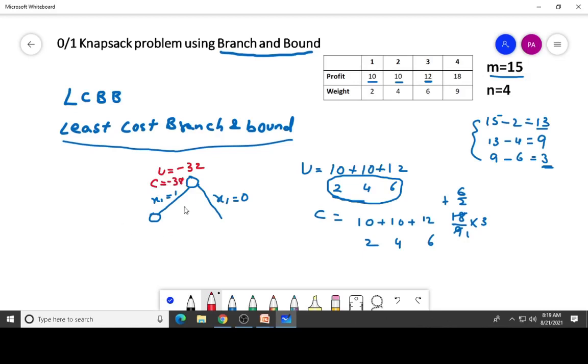So here x1 is equals to 1, means when you are adding this 1, you will get the same thing. Yes, I am adding. So whatever the value here, the same thing you are going to get here. U is minus 32, C is equals to minus 38. Because how did I get this value? After adding the first item. If I did not add this, we need to remove now.